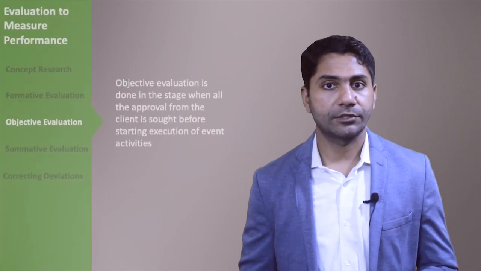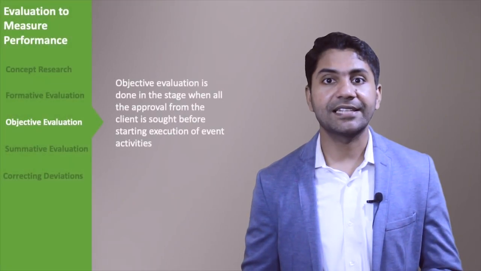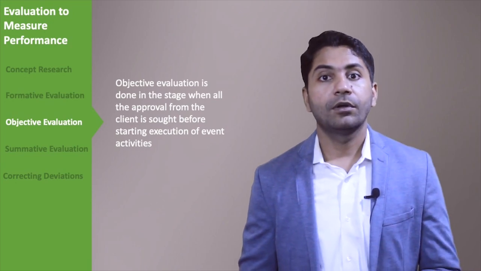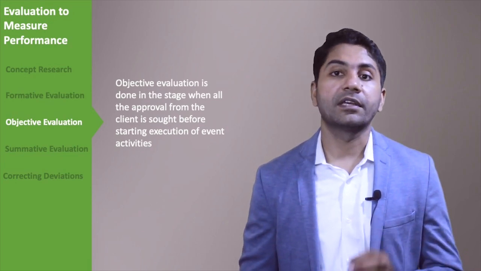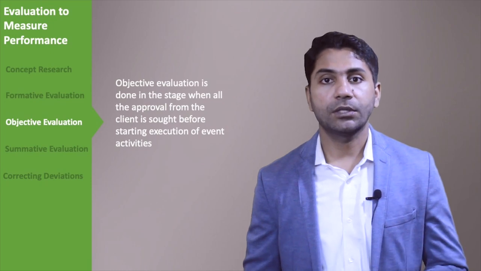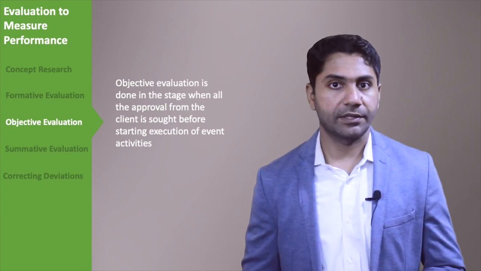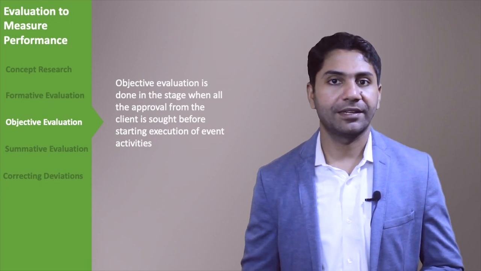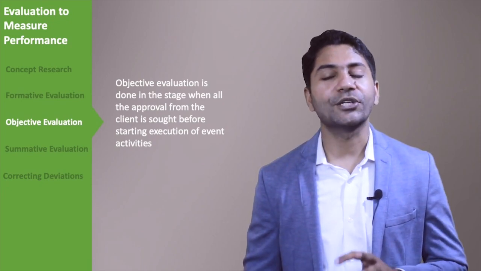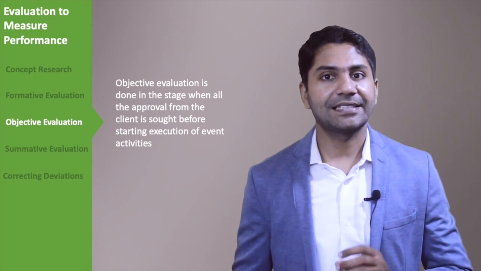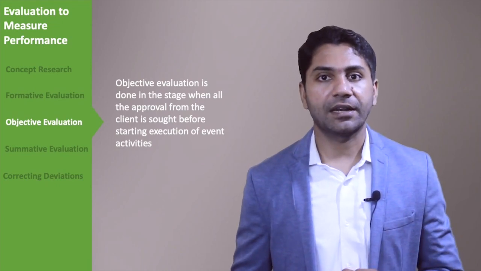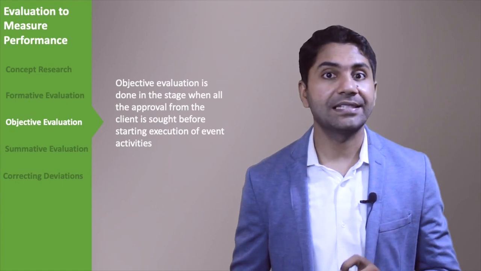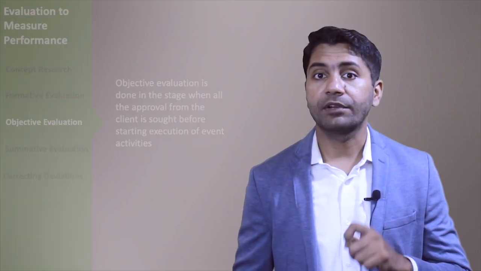Next is objective evaluation. Objective evaluation is done at the stage when all the approval from the client is sought before starting execution of event activities. In order to take the client into confidence, a certain amount of objectivity and professionalism is required. This technique is called objective evaluation. In this type of evaluation, the event team collects proof on how and why the particular event will be just the right one for the event audience.